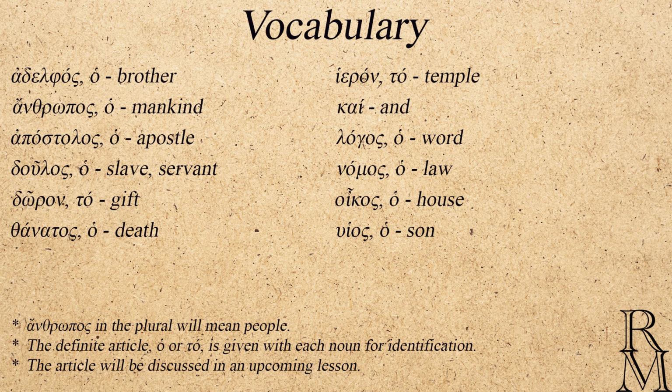So you've got the two neuter nouns here, which is doron, gift, and hieron, which is temple. You also have a conjunction here, kai, which literally means and, logos, which is word, nomos, which is law, oikos, which is house. And if you'll notice over oikos, it does have the smooth breathing mark, so it is just oikos. There's no H sound because of the smooth breathing mark.